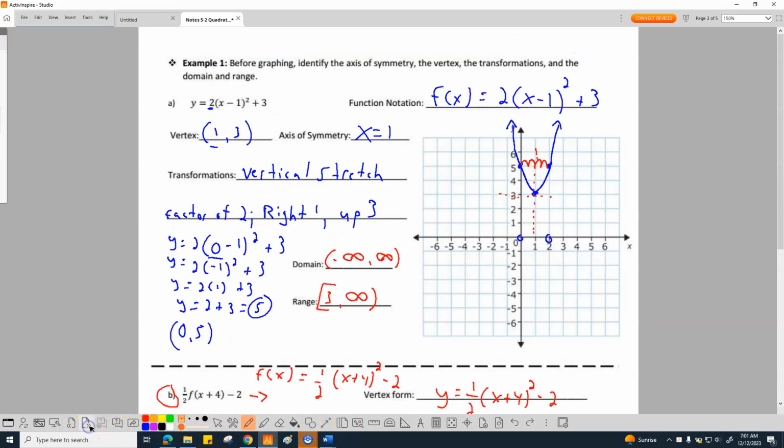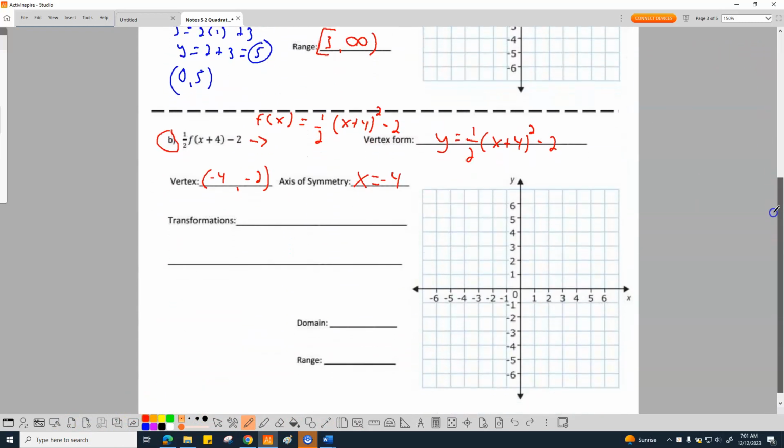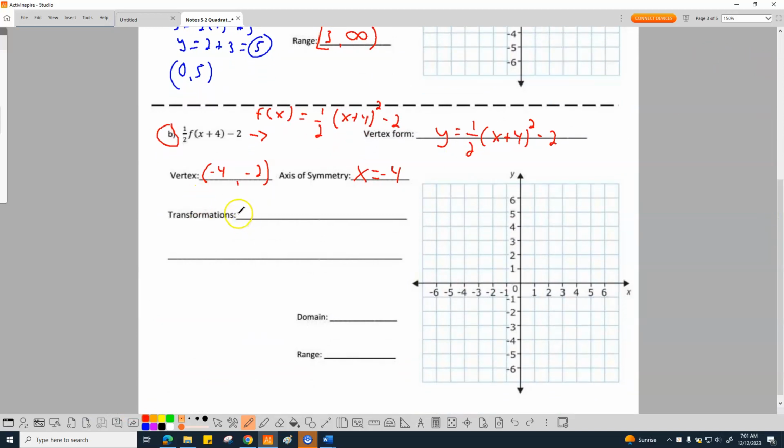So let's go back to those notes. So this is going to be a vertical compression by a factor of 1/2. I'm going to say vertical compression by 1/2. Let's see, it goes to the left 4. It goes up. Oh no, it doesn't go up. It goes down 2. And then it's not negative, so it's just going to be like that. Okay, domain is always the same.